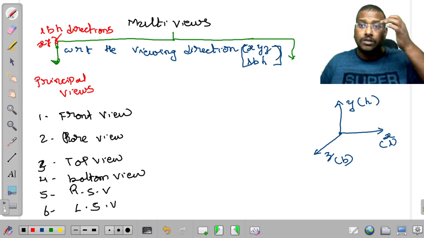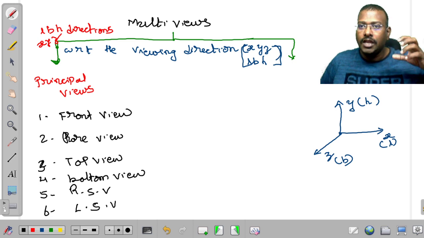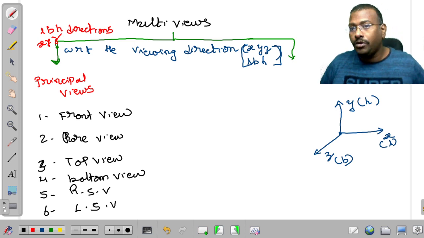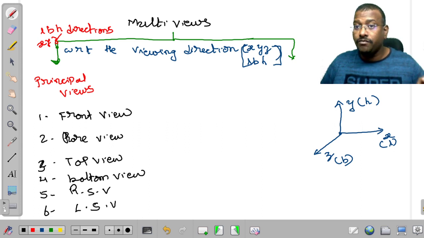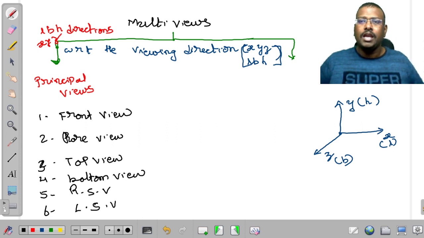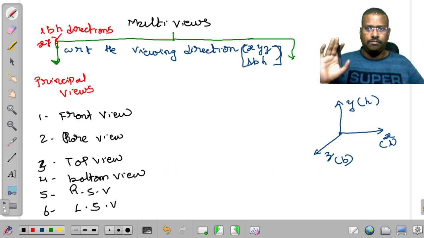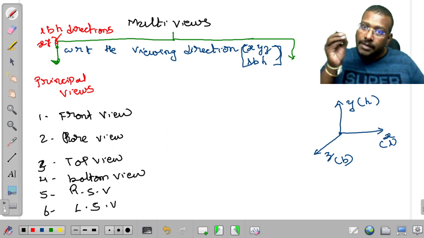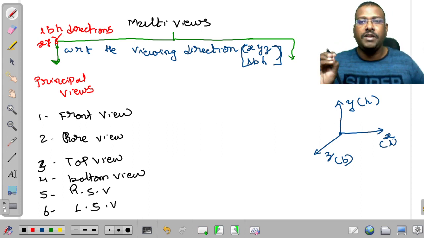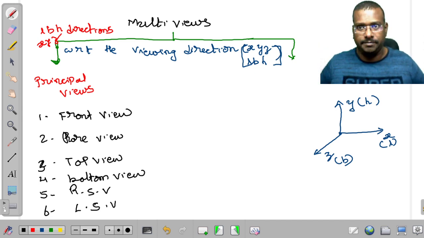So if anybody asks how many views there are, simply you have to give six. Principal views are six. Okay. If they don't use the word principal and simply say views, then also you say six. Without the prefix, if they ask, automatically we will consider it as principal.